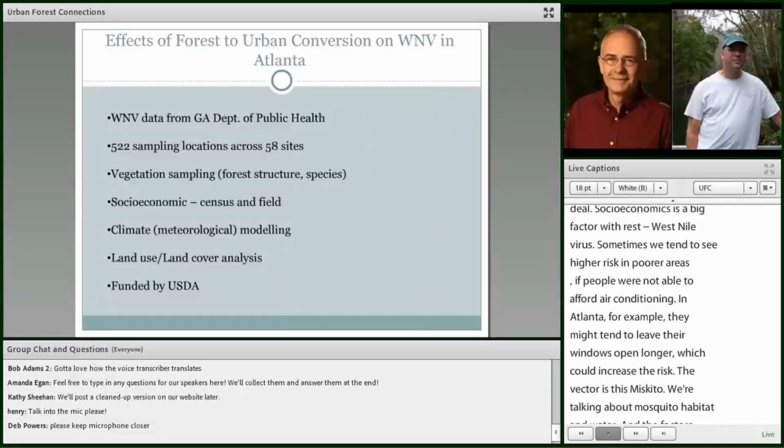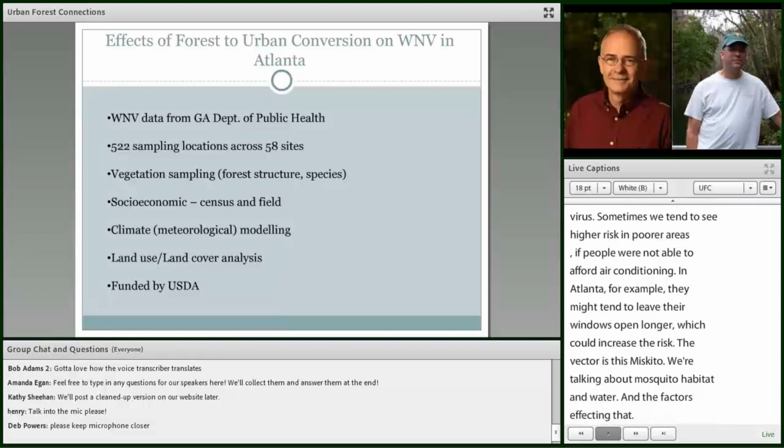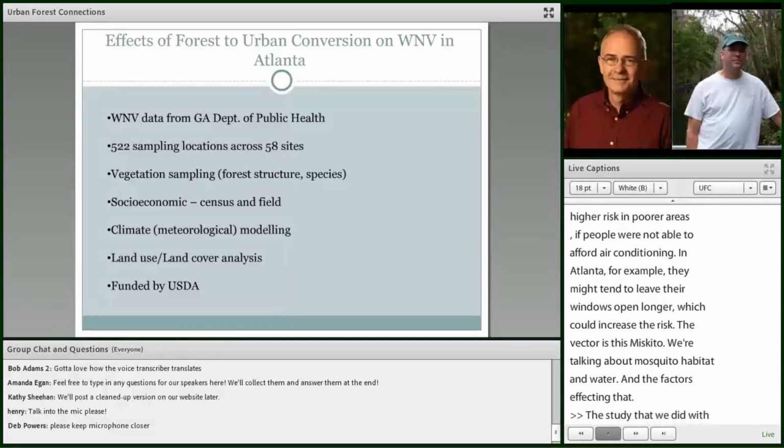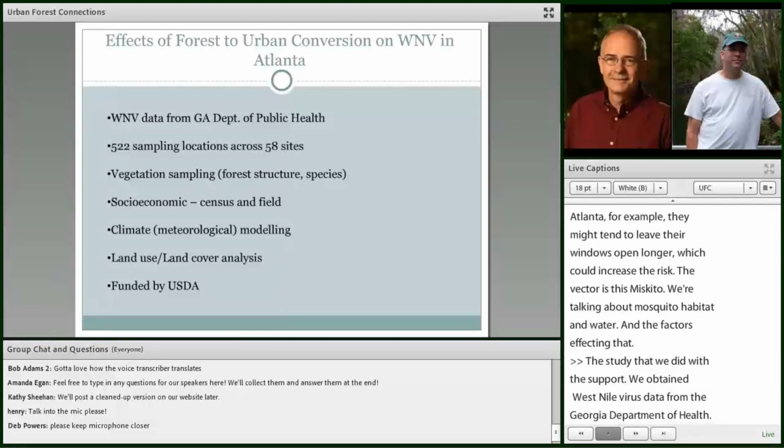So the study we did, with the support from NUCFAC, which we're very grateful for, centered on Atlanta. We obtained West Nile virus data from the Georgia Department of Public Health. All the data I'm going to show you are from mosquitoes. A lot of sampling locations across 58 sites in and around Atlanta.